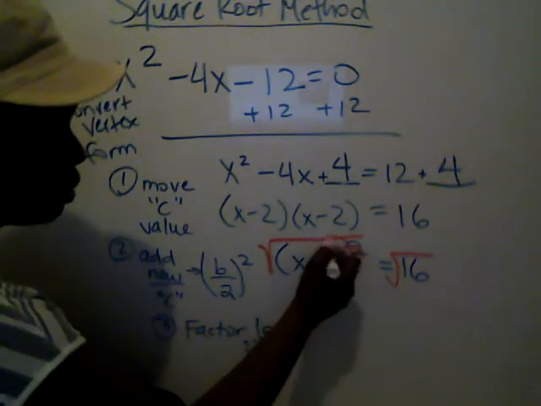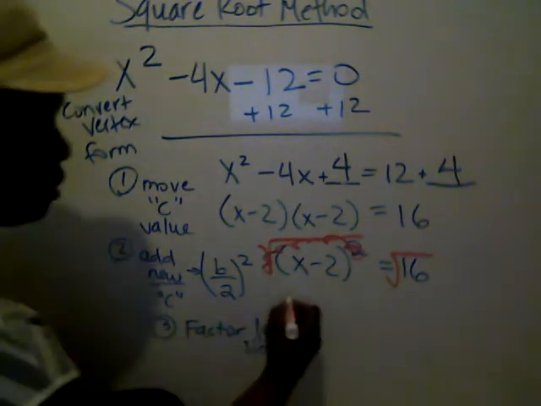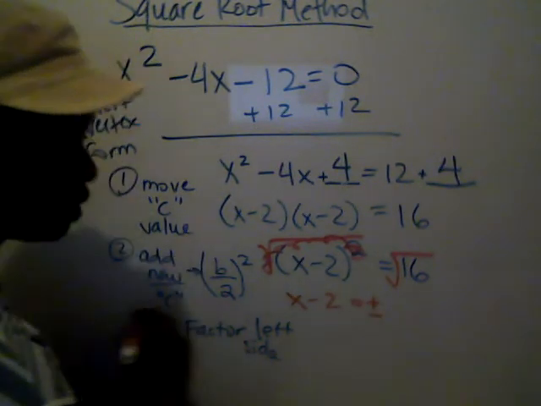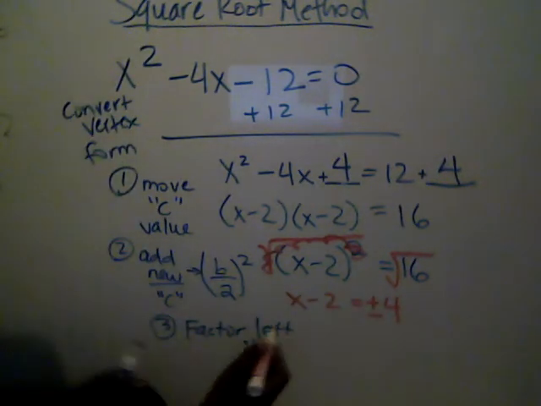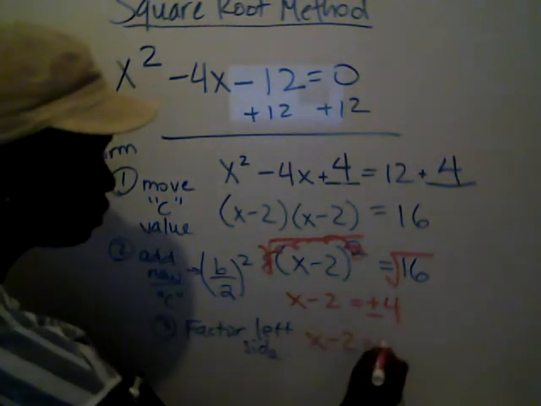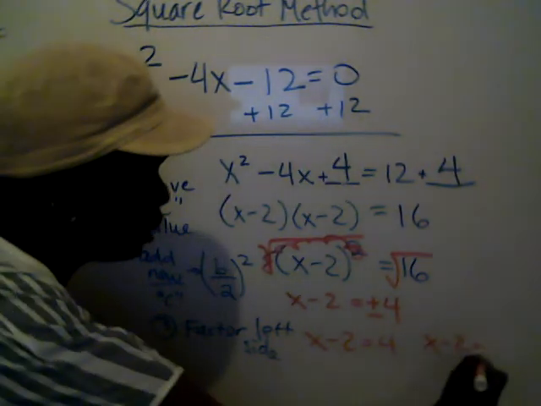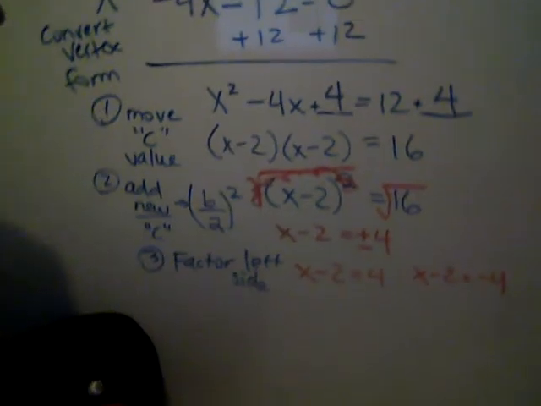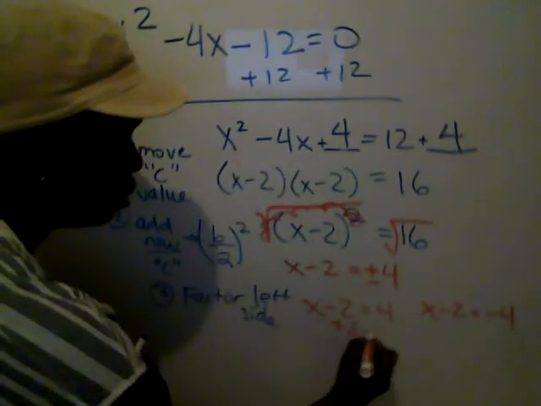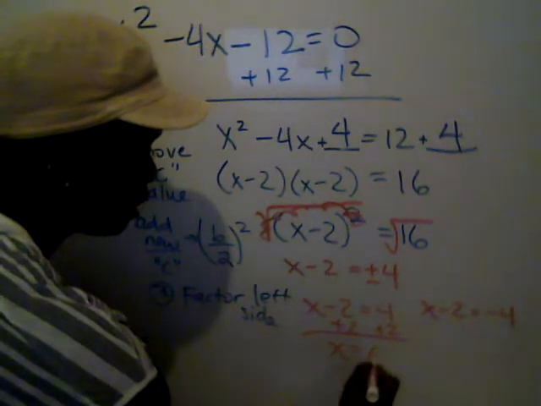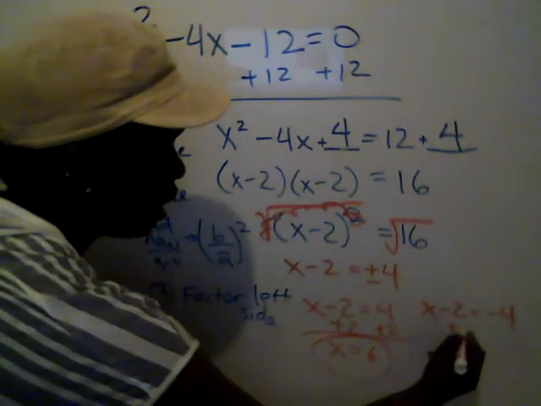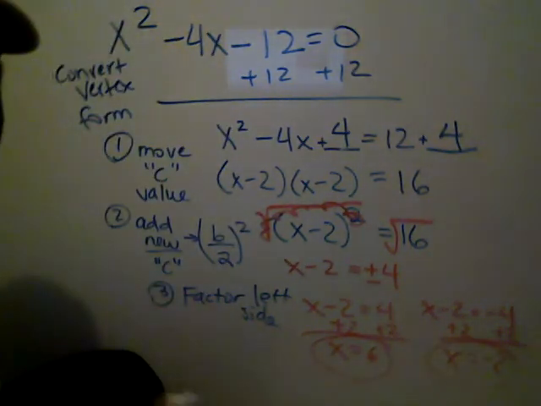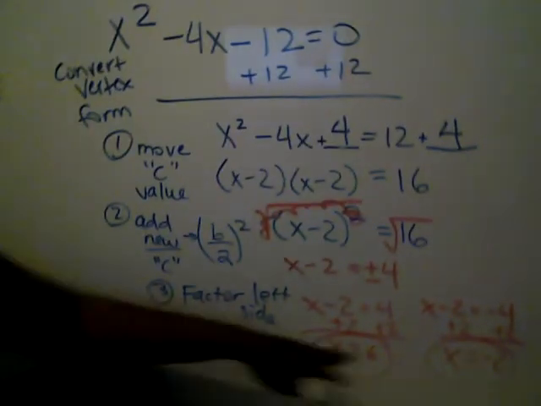Okay, so now, once we're in vertex form, we do the square root. We know the squared and the square root cancel. So we're left with x minus 2 equals, now keep in mind, this is either positive or negative square root of 16, which is 4. So we got our two equations here: x minus 2 equals 4, and x minus 2 equals negative 4. Then from there, we're just going to solve. We add 2 to both sides, so we get x equals 6 as one option. And add 2 to both sides here, we have x equals negative 2 as the other option. Okay, so 6 and negative 2.